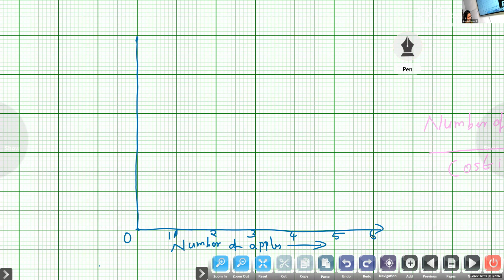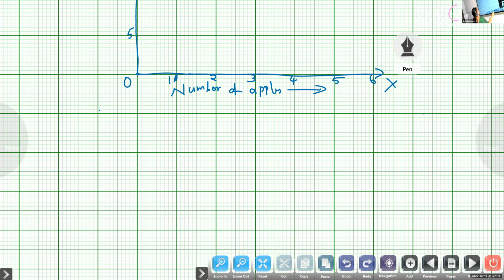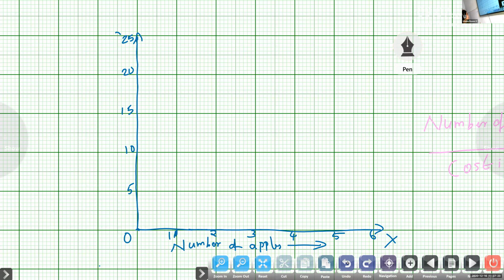On the y-axis we can take 5, 10, 15, 20, 25. This is Y, and here it is X. Now plot the points.